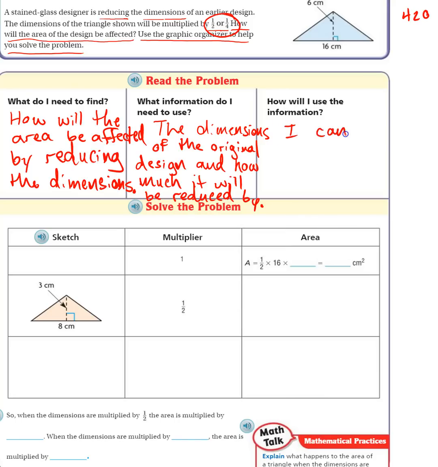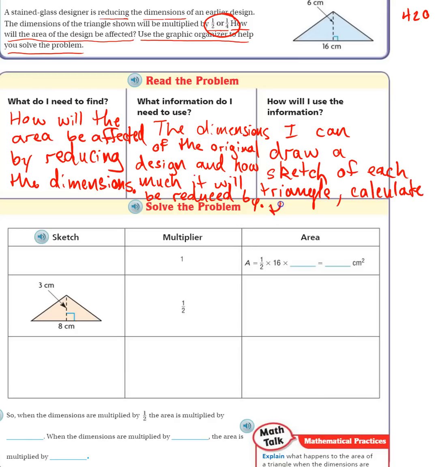I can draw a sketch of each triangle, calculate the area, and look for a pattern.